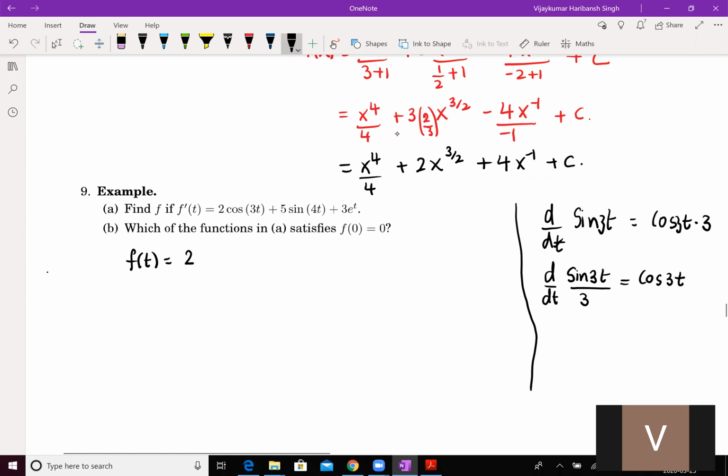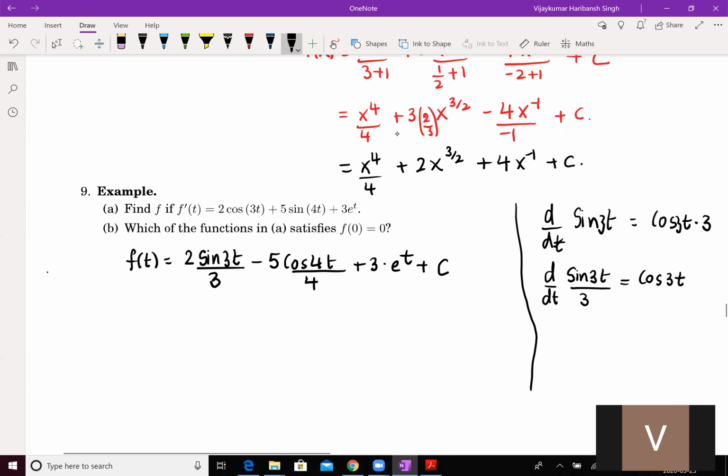The antiderivative of cosine 3t is sine 3t divided by 3. Similarly, the antiderivative of sine 4t: the antiderivative of sine t is minus cosine t, so it's going to be minus 5 cosine 4t divided by 4. Plus 3 will come out as a constant. The antiderivative of e to the t is e to the t. And then plus a big constant c to represent all of the antiderivatives.